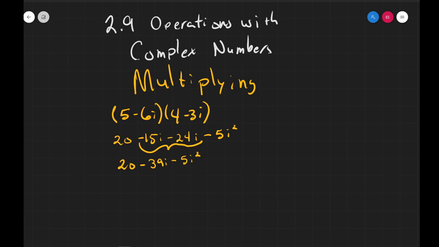All right, hopefully you're able to get here. By distributing, 5 times 4 gave us 20. 5 times negative 3i gave us negative 15i. Negative 6i times 4 gave us negative 24i. And then 5 times negative 3, 5, ooh, whoopsie daisies.